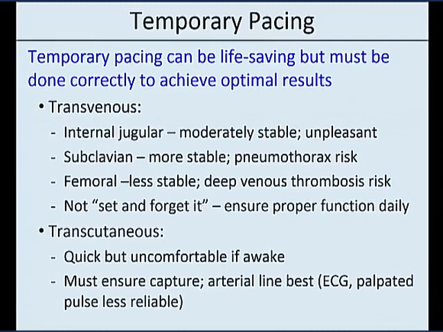Subclavian is pretty stable, but a little bit more risk of pneumothorax, especially on mechanical ventilation. The femoral approach is pretty quick, pretty safe, but not very reliable. It's easily dislodged and has the risk of deep venous thrombosis. Not so much of infection, I don't think, but we still worry about that. These are importantly not a set-and-forget thing because the thresholds do change, and leads do migrate a little bit without any fixation mechanism on them. And so we have to ensure that it's not only pacing properly, but sensing properly daily.